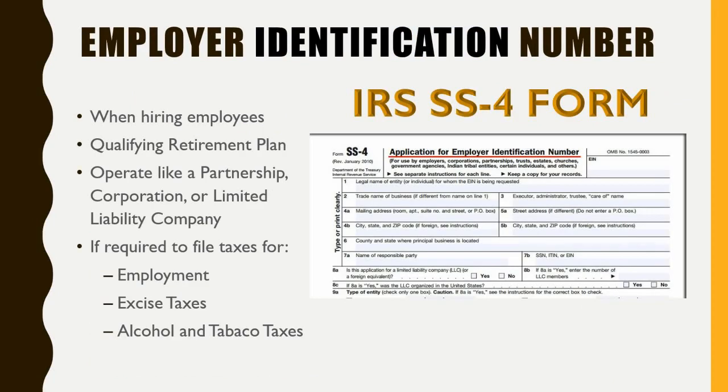Now, for businesses, you are not required, but if you are trying to apply for a business identification number, this is the form you're going to be looking for. You can find this on the irs.gov website. Just type in SS-4 form, and this is going to be applying for your employer identification number.